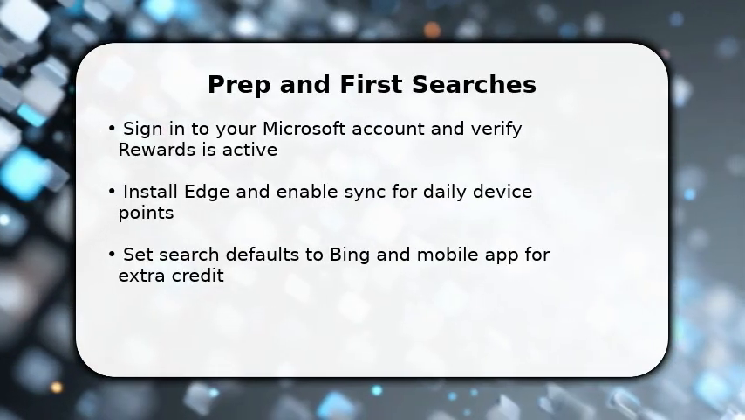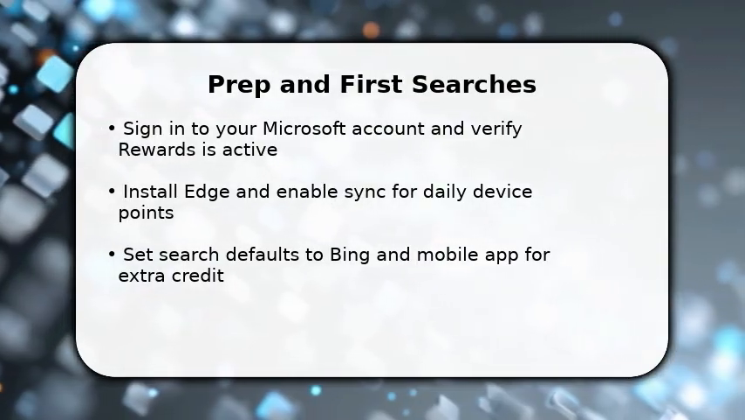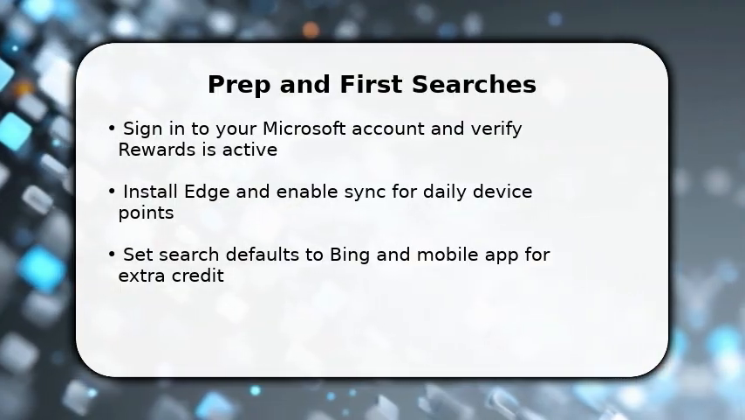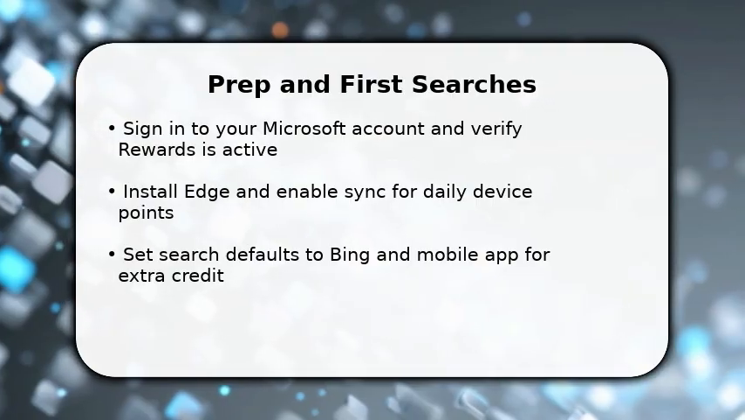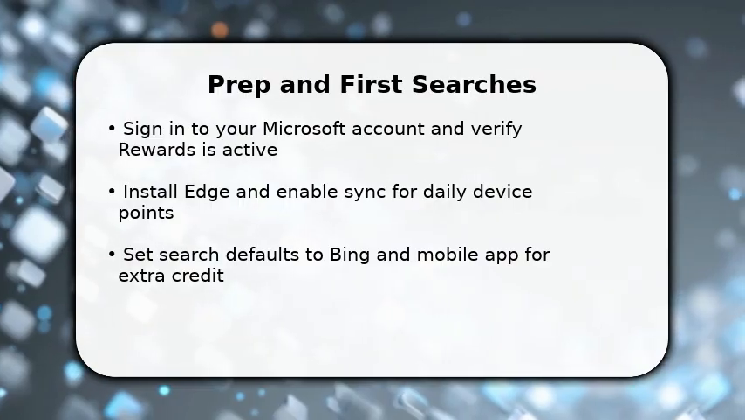You start by signing into your Microsoft account and confirming rewards is enabled. That ensures activity counts. Next, install and sign into Edge so your desktop searches award points automatically. Once done, switch default search engines to Bing and install the Bing mobile app.